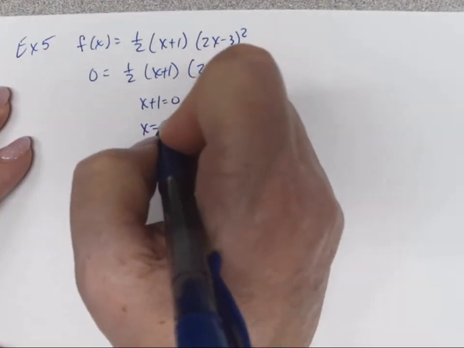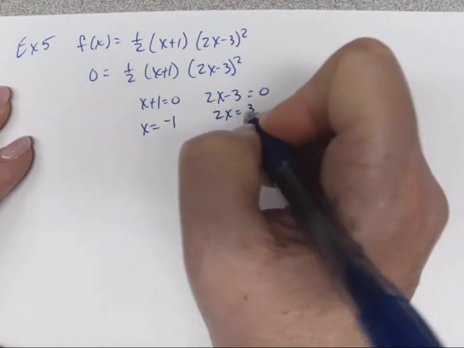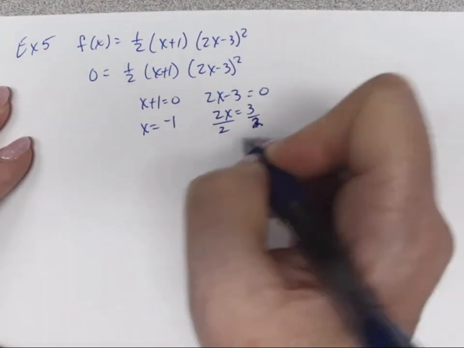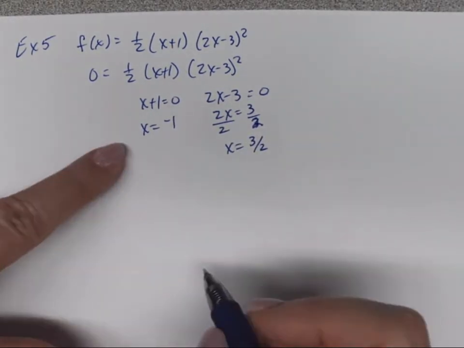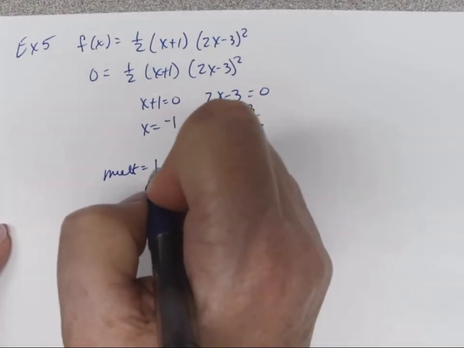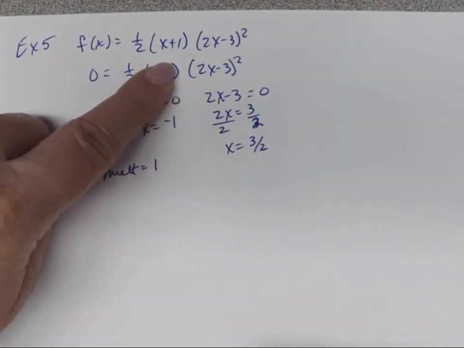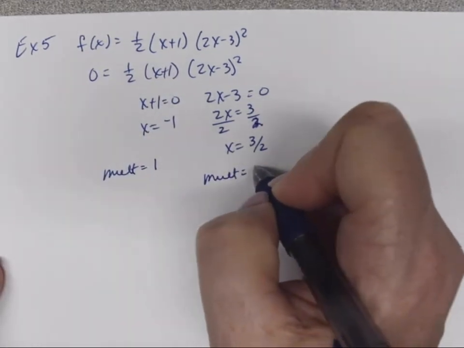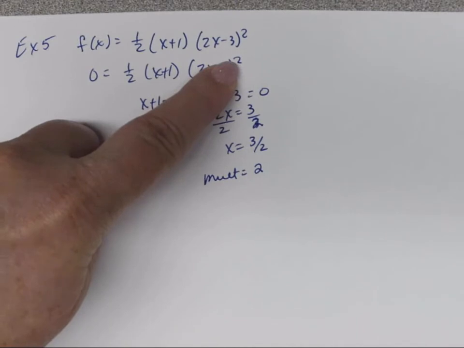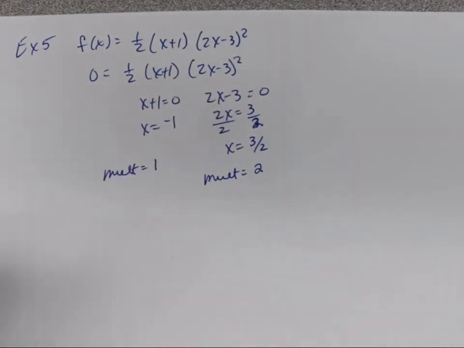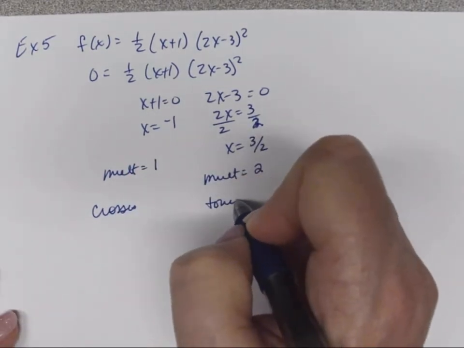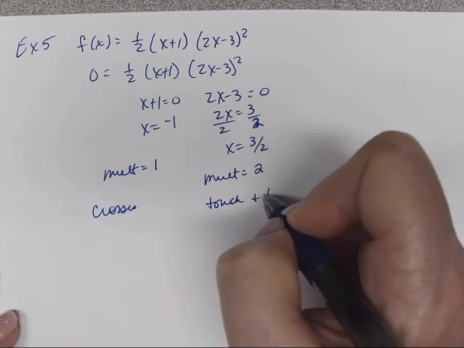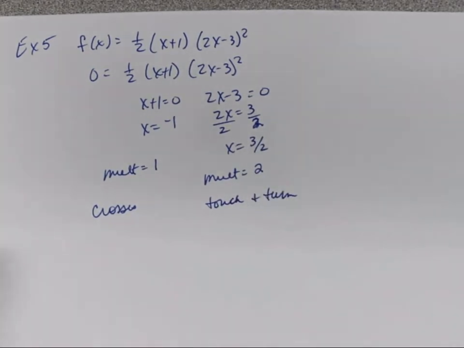All right, so this will get us x equal to negative 1. 2x is equal to 3, divide by 2, and x will be 3/2. Now, what are the multiplicities? Well, on this one, the multiplicity is equal to 1 because that was the exponent on the parenthesis. This, the multiplicity is 2 because that's what was outside of the parenthesis for the exponent. So this one tells me it's going to cross, and this one is going to touch and turn. So it's going to touch the x-axis, and it's going to turn around. But touch and turn works for me.